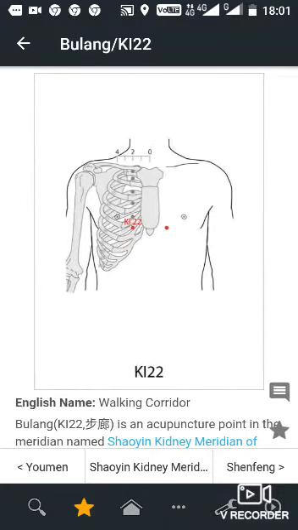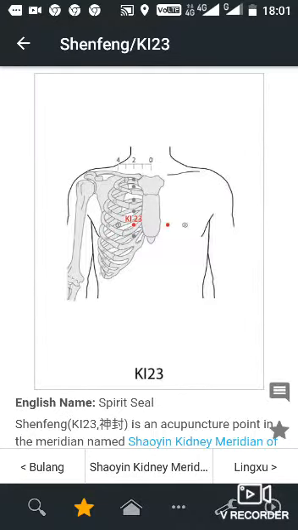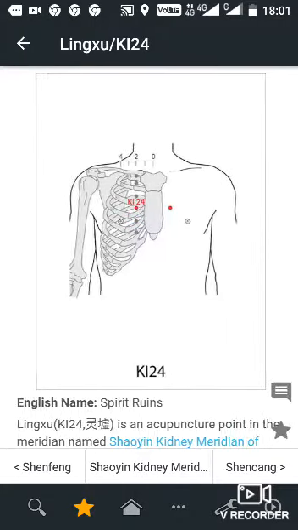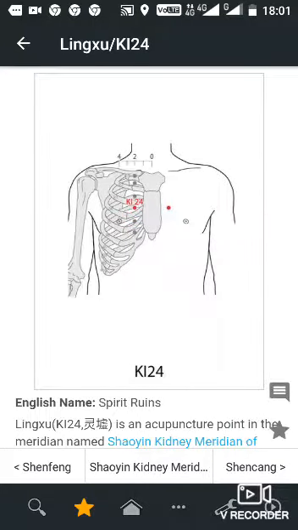Key 22, location. In the 5th intercostal space, 2 cun lateral to the anterior midline. Key 23, location. In the 4th intercostal space, 2 cun lateral to the anterior midline. Key 24, location. In the 3rd intercostal space, 2 cun lateral to the anterior midline.